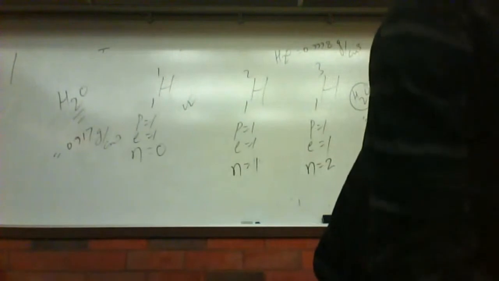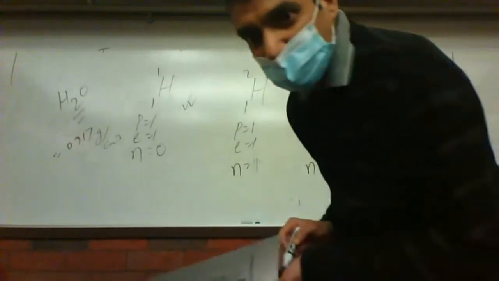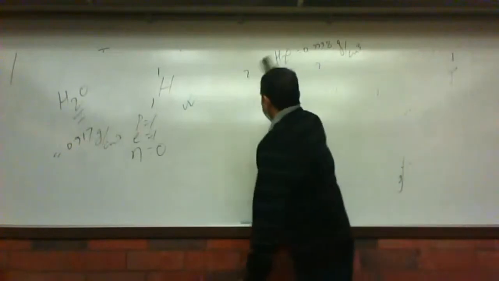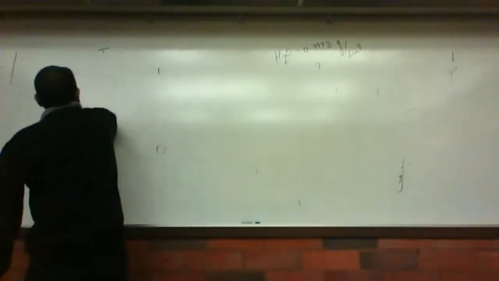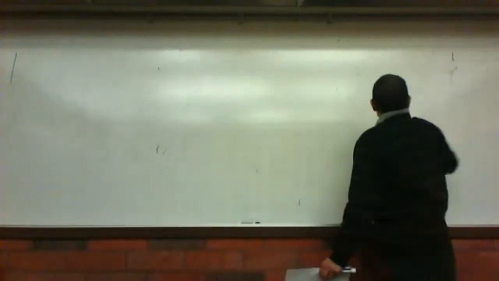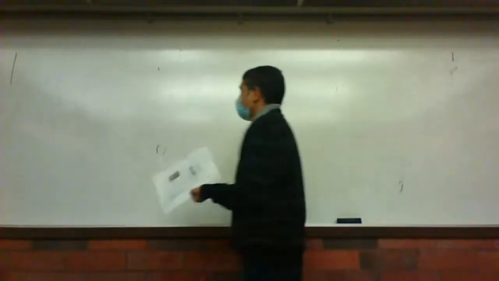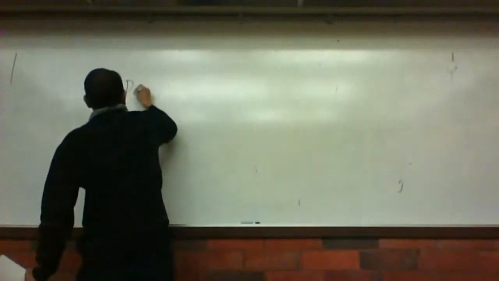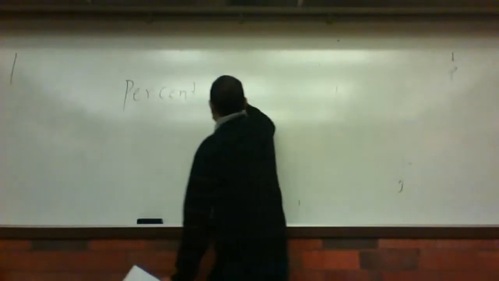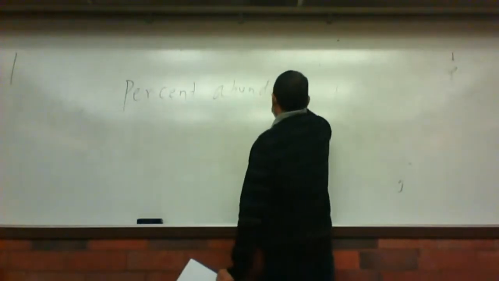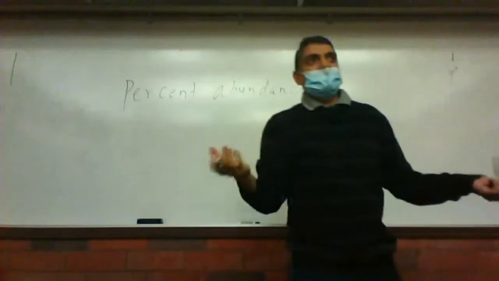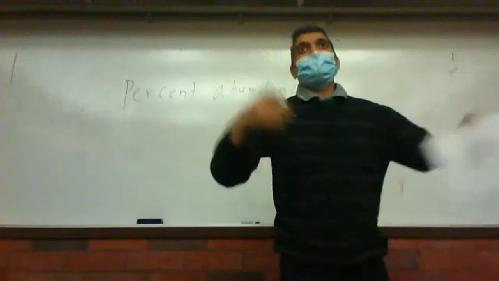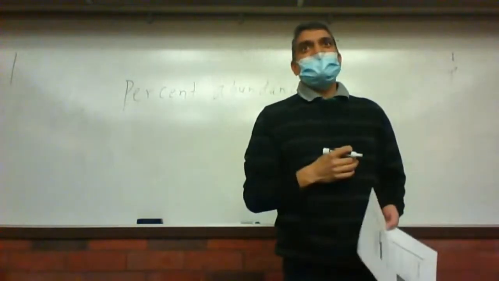So now I am on the last slide from last week. Here is the percent abundance of isotopes. So percent abundance means there are multiple kinds of isotopes of the same element. So which is more or which is less? That is called the percent abundance.